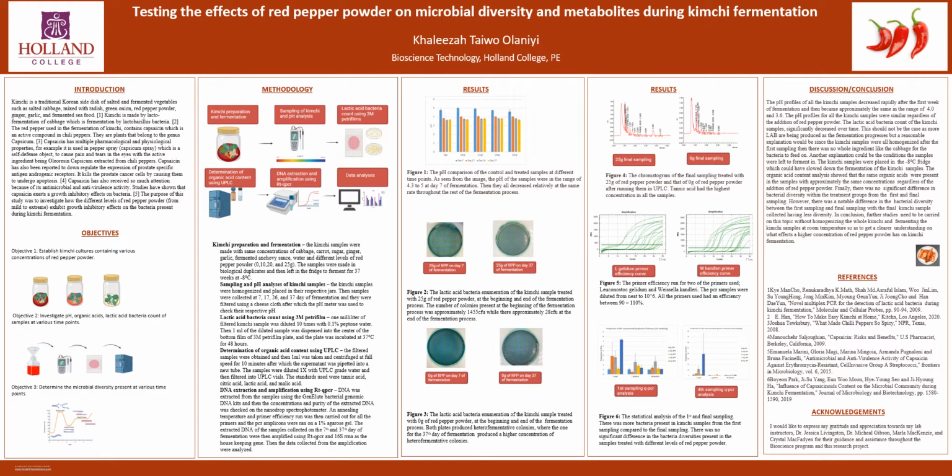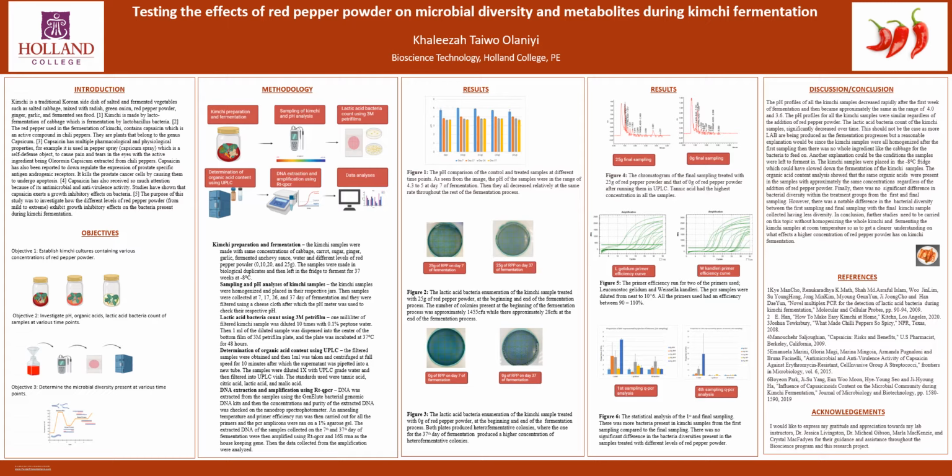The second figure, figure 2, shows the lactic acid bacteria enumeration of the kimchi sample treated with 25 grams of red pepper powder at the beginning of the fermentation and at the end of fermentation. The number of colonies present at the beginning of the fermentation process was approximately 1,455 colony forming units, while the sample collected on the 37th day of fermentation had 28 colony forming units.